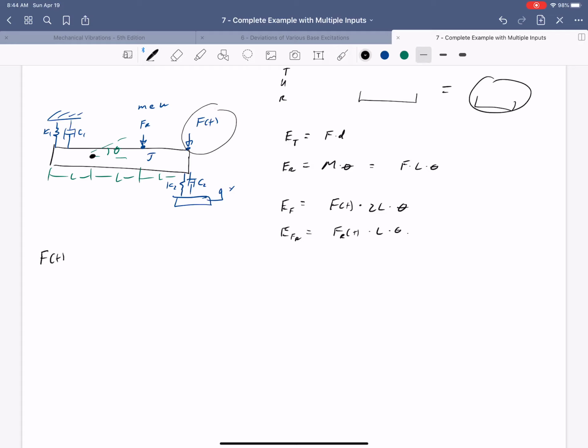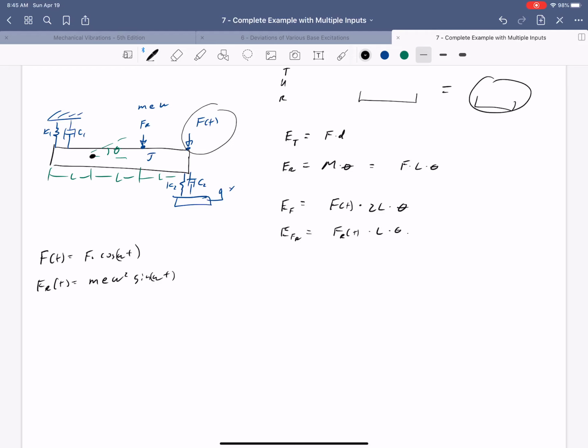So let's call F of t equal to F naught cosine omega t, and Fr of t equal to m e omega squared sine omega t. This comes from section 4.7 on rotating imbalances. Please note that the rotating imbalance has a mistake in the textbook where it has this divided by 2. That's incorrect, as far as I can tell. So there's our F of t, there's Fr.